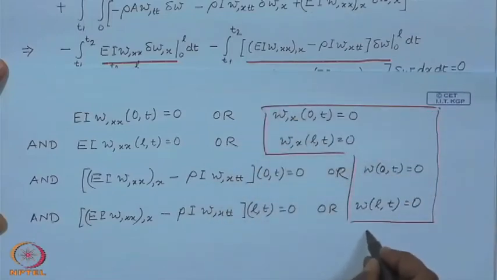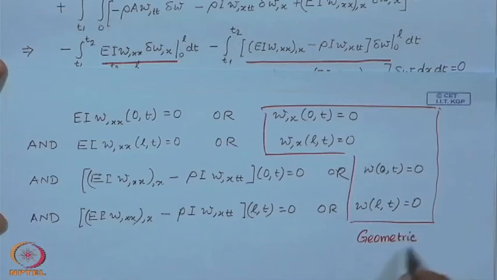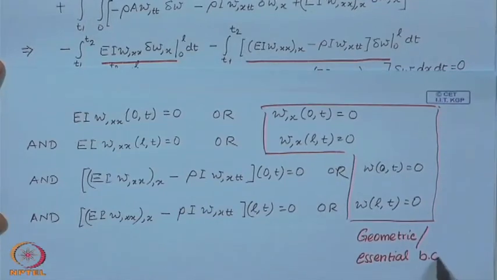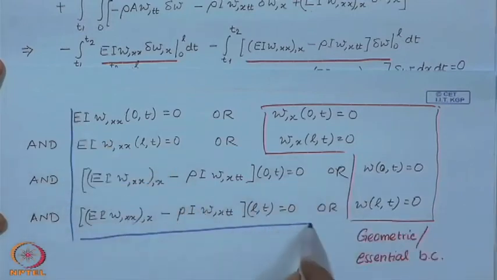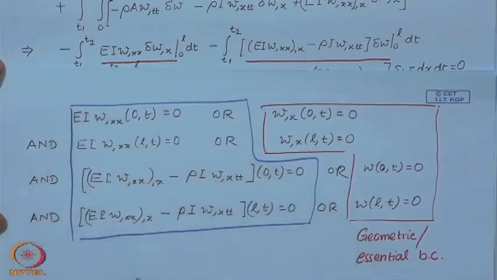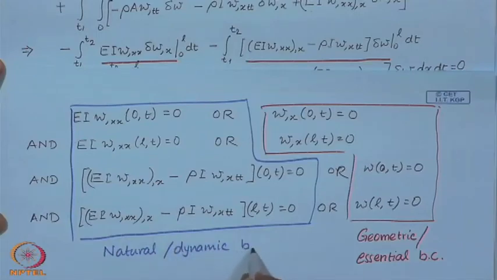Now, this set of boundary conditions are the geometric, or also known as the essential boundary conditions, and this set is known as the dynamic boundary conditions.